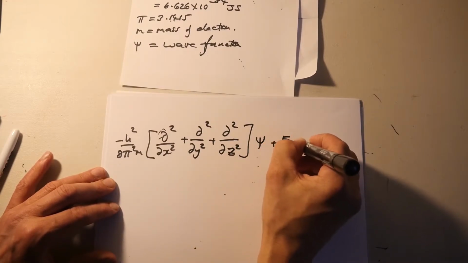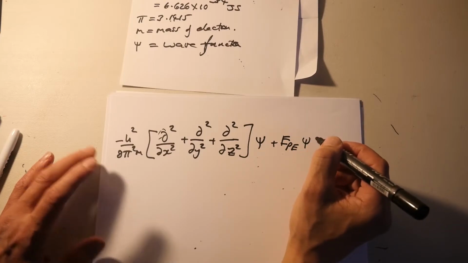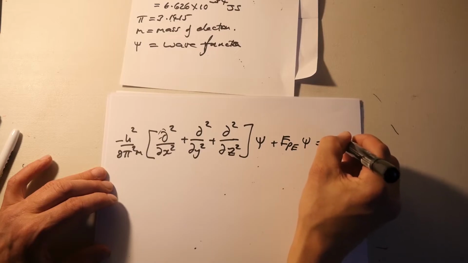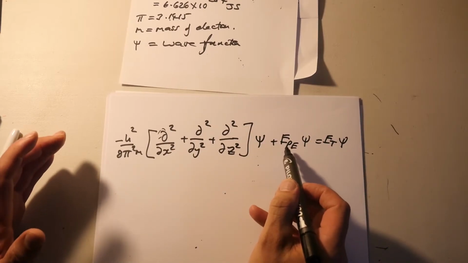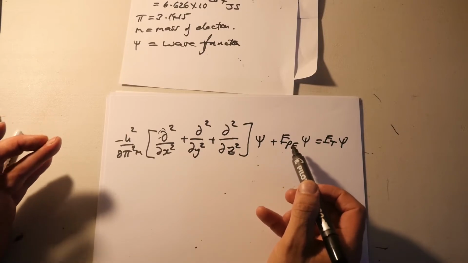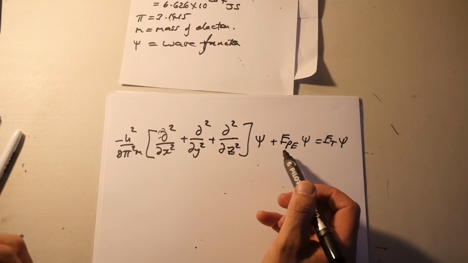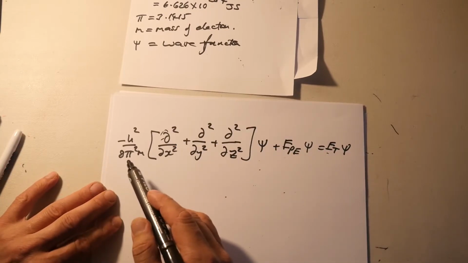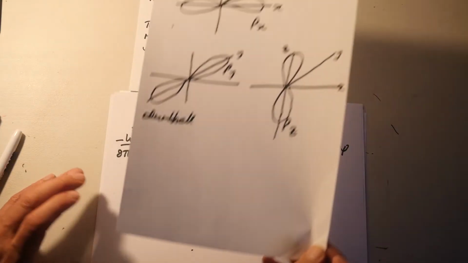That's the potential energy. Potential energy is the energy any object has when it's sitting still. The kinetic energy, on the other hand, is the energy in motion, and that's the total energy. So this is the Schrodinger equation, and when you solve this, you get these orbital shapes coming out.